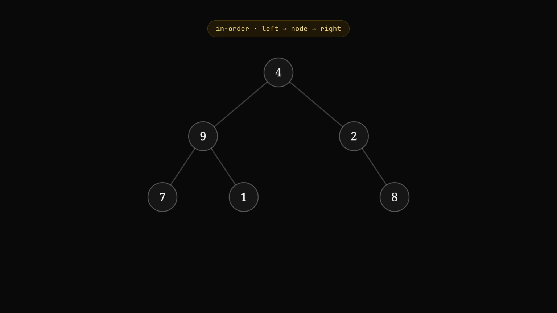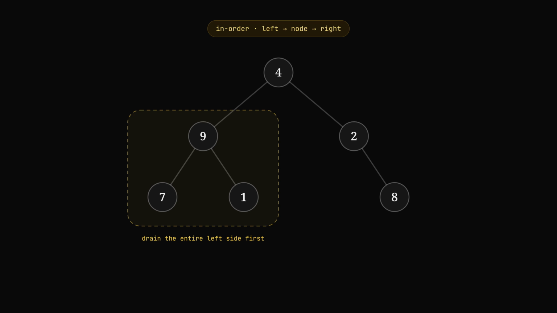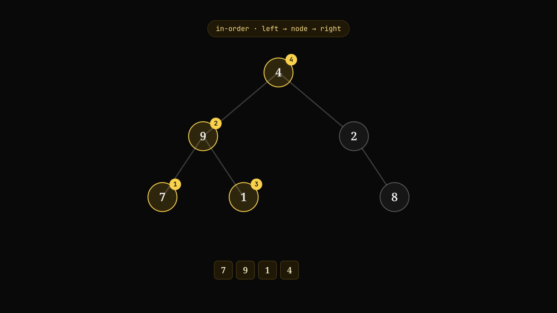Second order, left, node, right. Drain the entire left subtree, then the node, then the right. On our tree, 7 comes first, the deepest left, then 9, then 1. That finishes everything under 9, so now 4. Then the right side. 2 has no left child, so 2, then 8. 7, 9, 1, 4, 2, 8.